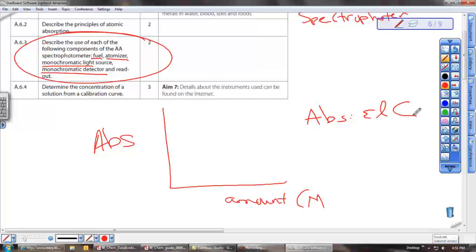I'll put C for concentration. Remember, this is a constant. Can't do that little symbol. There we go. Good enough. This is a constant right here. This is the concentration. This is absorbance. That is a direct relationship.